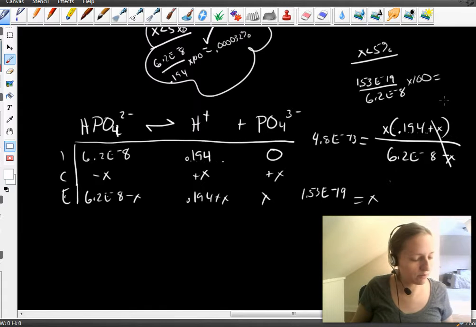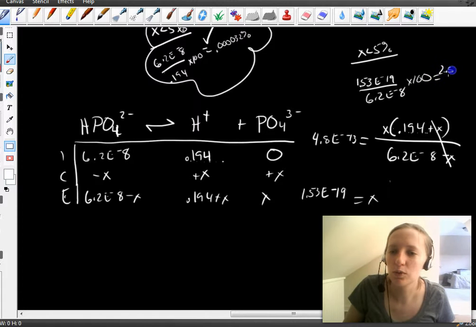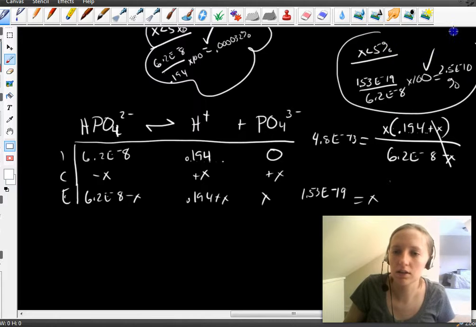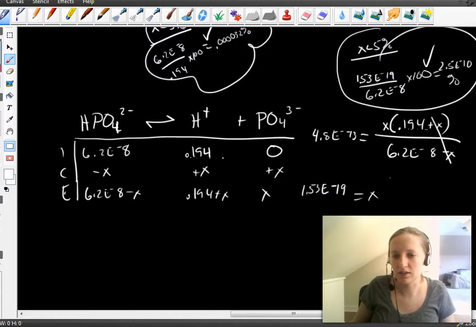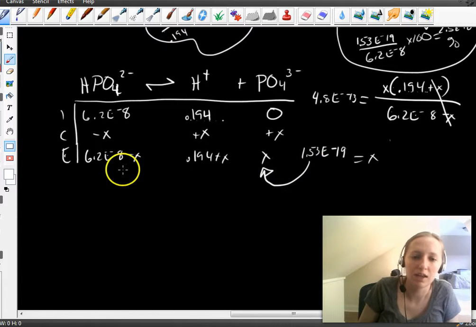Alright, that's 2.5 e to the negative 10%. I think we'll be alright. That's a check. There's my flower. That means I get my point. So this is the concentration of PO4 3 minus. It barely affects 6.2 e negative 8.